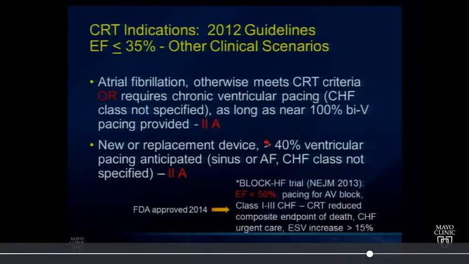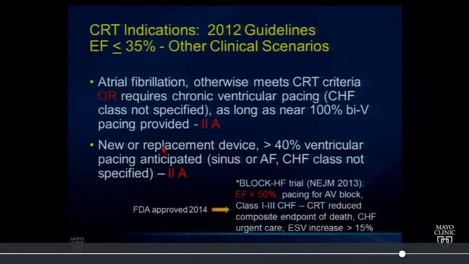Now, the guidelines use two different phrasings that I've placed on this slide for you to talk about the patient who has a conventional bradycardic indication for pacemaker therapy, but has left ventricular dysfunction. So here's one phrasing: the patient who requires chronic ventricular pacing, heart failure class not specified, but the EF is less than 35%, and you're anticipating that the patient is going to pace a lot, CRT can be provided.